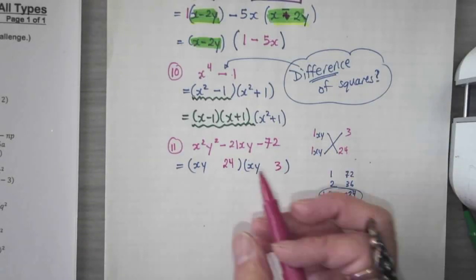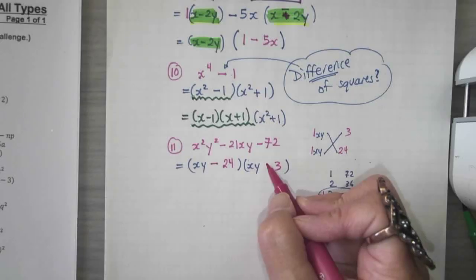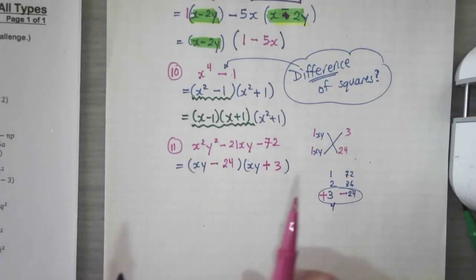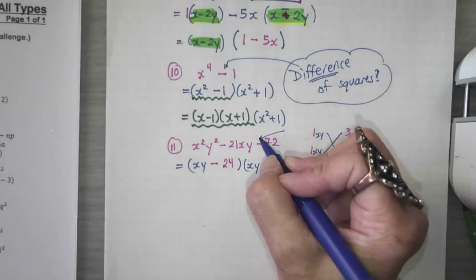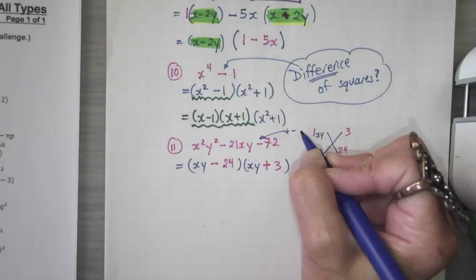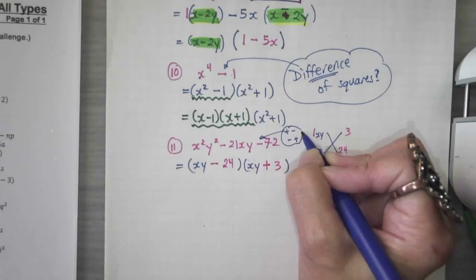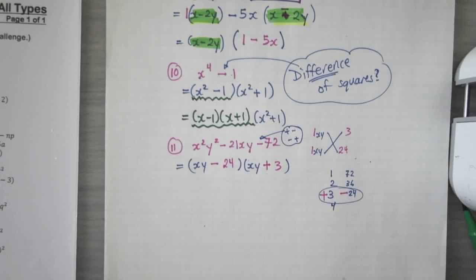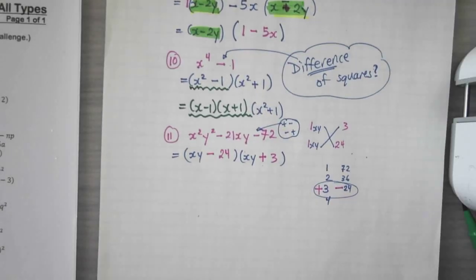There's nothing else happening. Now, what we want is the 24 to be negative and the 3 to be positive. Does that check with my sign here? Positive, negative, or negative, positive? It does. So we got positive, negative.